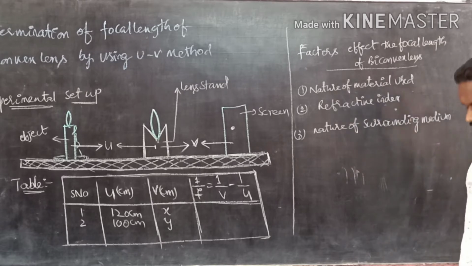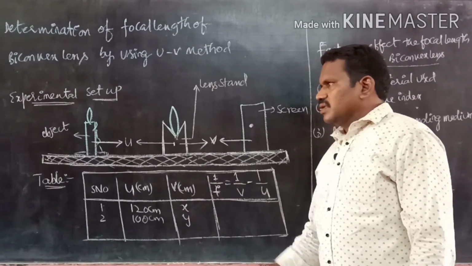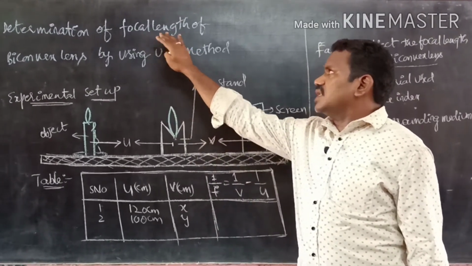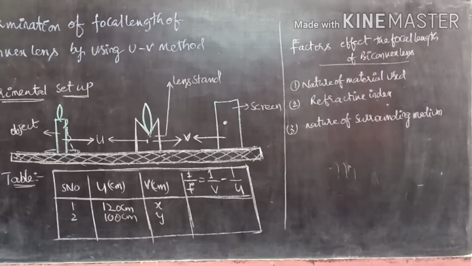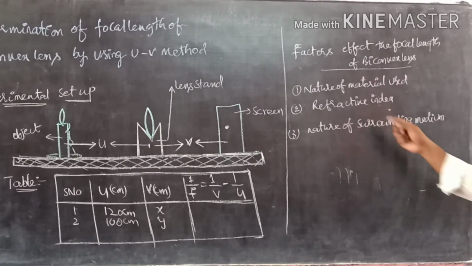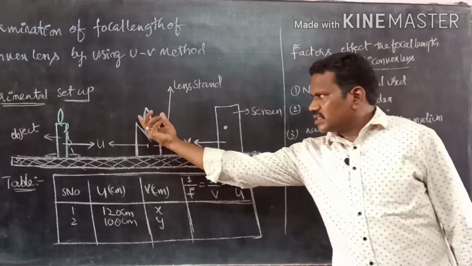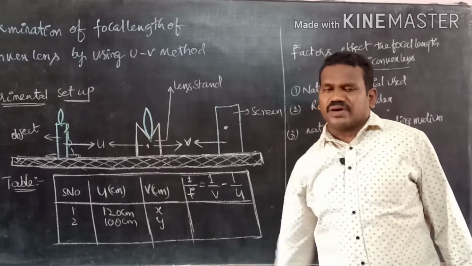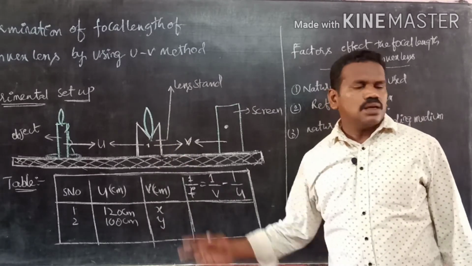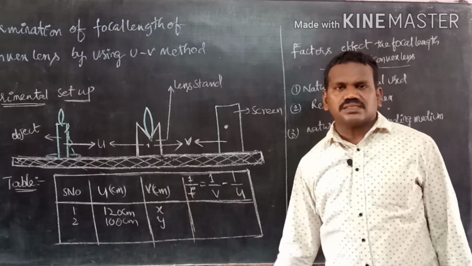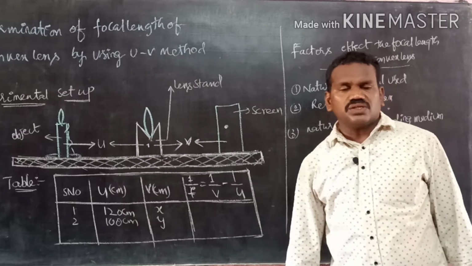Till now, we determined the focal length of a biconvex lens by using the UV method. The focal length of the convex lens depends on some factors. Let us come to know what are the factors that determine it. It depends on the nature of the material that is used, that is, what material the lens is made of. Sometimes the lens is made of ruby, sapphire, crown glass, flint glass or some other material. As the material changes, the focal length also changes.